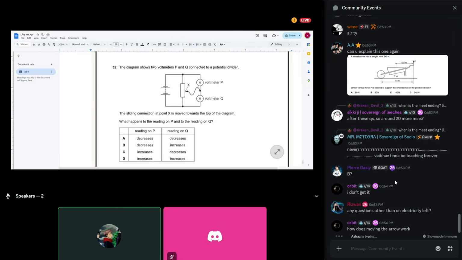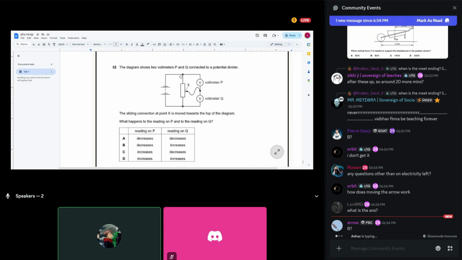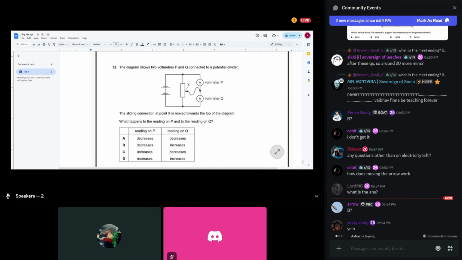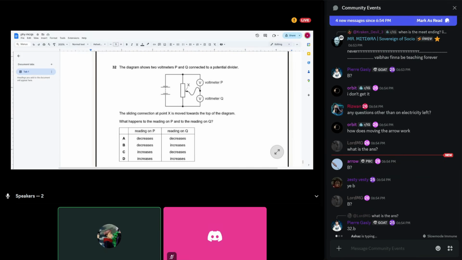Look, if I have like a billion tiny resistors, it's just grouping them. If I move the arrow up, this is a smaller group and this is a bigger group. So there's more resistance there. Yes, this is B.